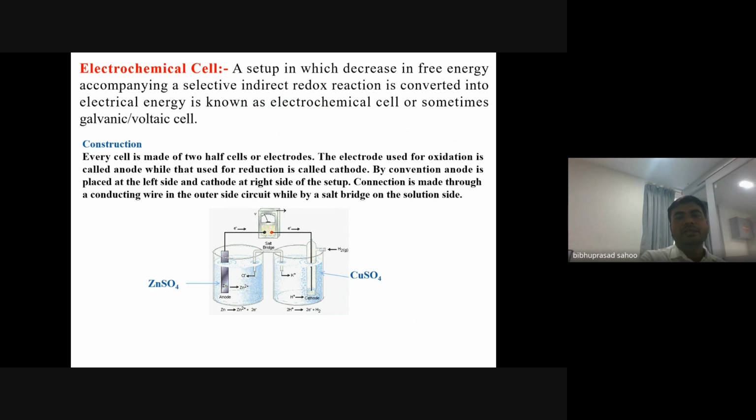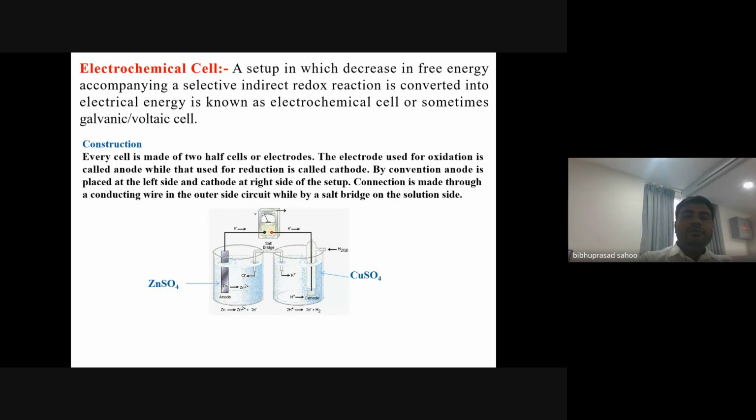What is the meaning of this? In an electrochemical cell, the chemical energy is converted to electrical energy. First and foremost, what energy is converted to what energy? The chemical energy is converted to electrical energy. So it is a redox reaction. What do you mean by redox reaction? Because here your cathode is reduced and anode is oxidized. That's why altogether it is a redox reaction.